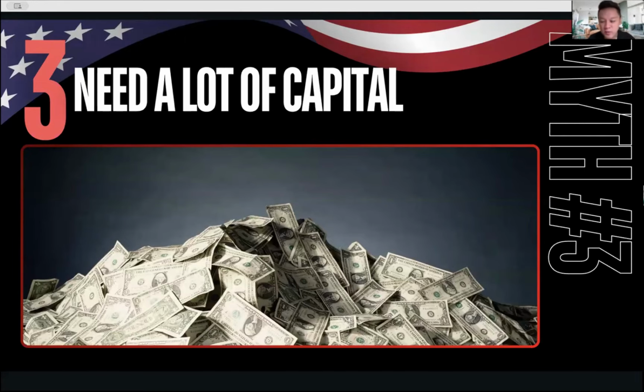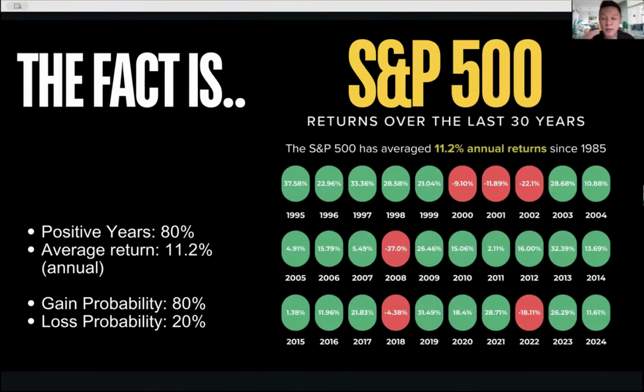So it's better that you start small, because the US market is very different. The US market is like a money printing machine. Almost every year the stock market goes up, like 37% in 1995, 22% in 1996, 33% in 1997, 28% in 1998. S&P 500. What is S&P 500? S&P 500 is the top 500 companies in the US.